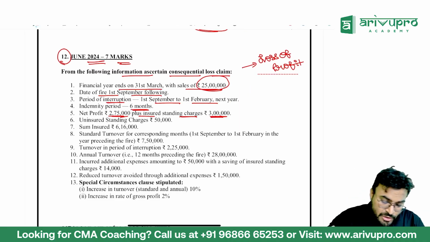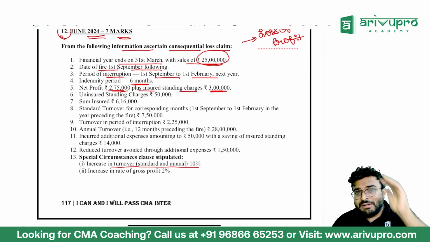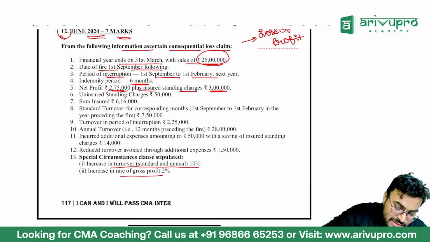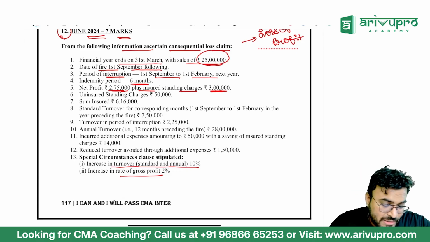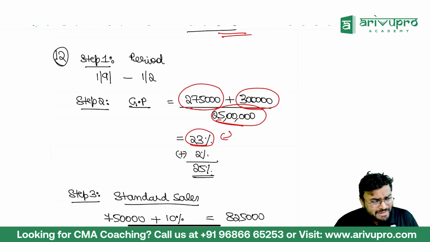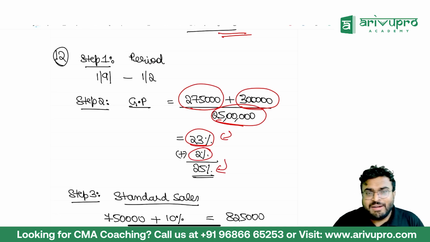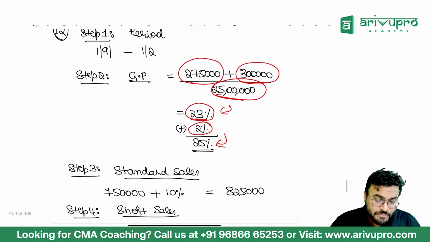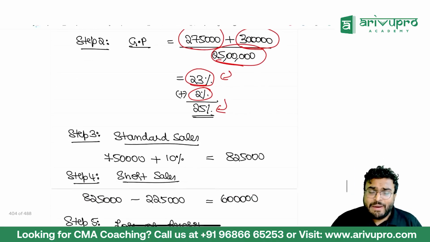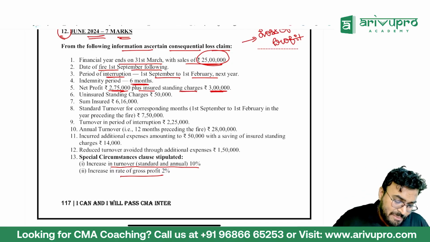Go to the end of the question. They said increase in turnover 10%, trend, increase in turnover 10%, increase in rate of gross profit 2%. When you calculated this, you got 23%. But they said this year generally there is an increase of 2% in gross profit. At that 2%, your gross profit rate is 25%. This is your step 2.